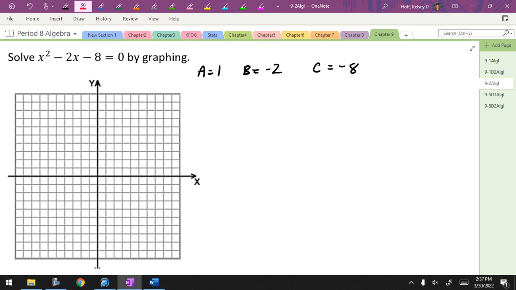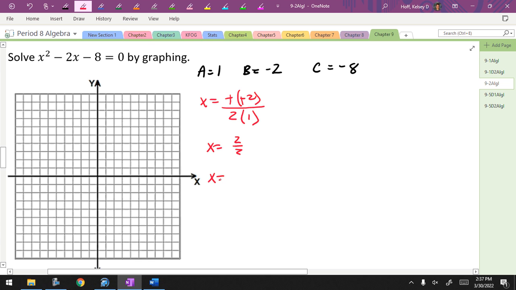We got to find our x of our vertex, right? X equals negative b over 2a. What is b? Careful. -(-2) divided by 2 times 1. Now a negative of -2 is positive. So I really wind up with 2 over 2, or in other words, x equals 1.